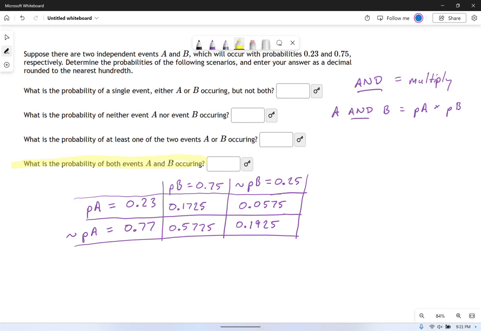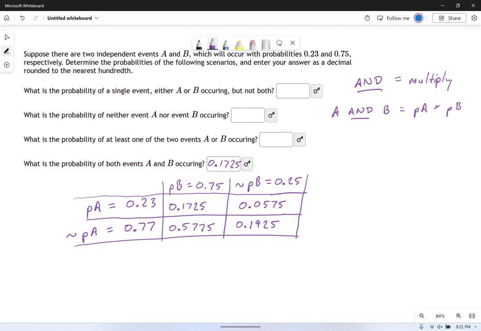It just got sorted that way randomly. What's the probability of both events A and B occurring? Well, you multiply probability A by probability B, and for us that's going to be 0.1725. Okay, so that would be our answer to this one, 0.1725. Some of them are a little more complicated.